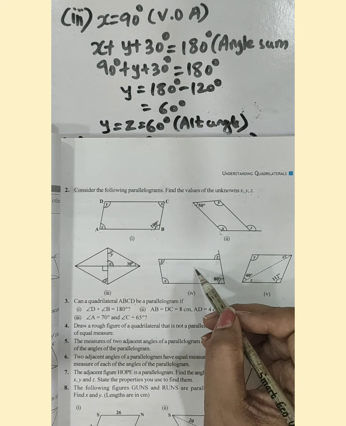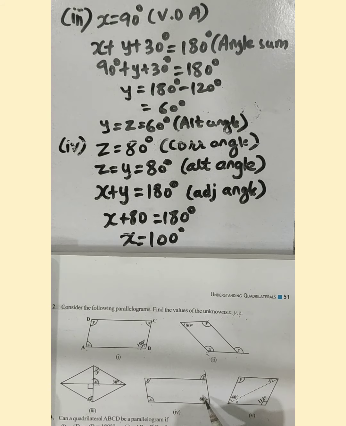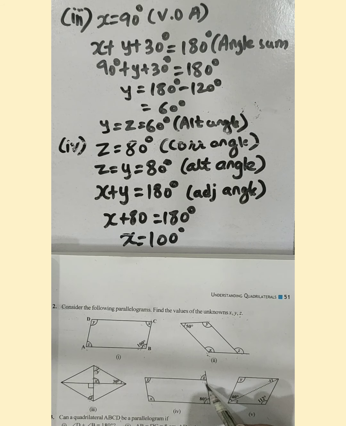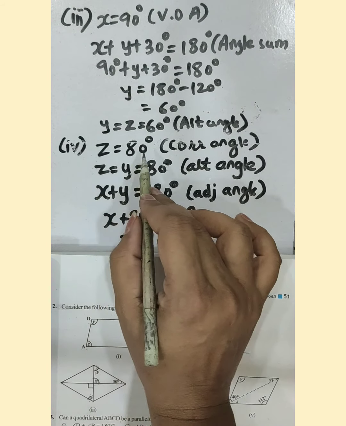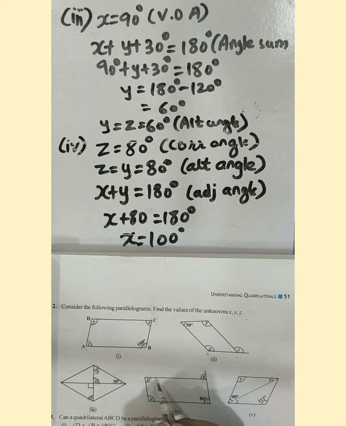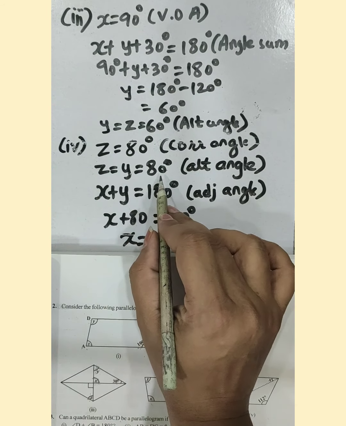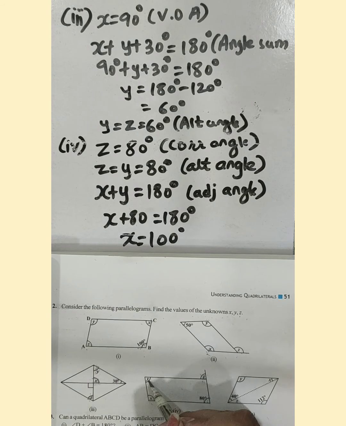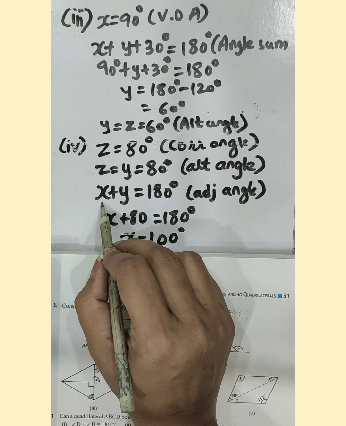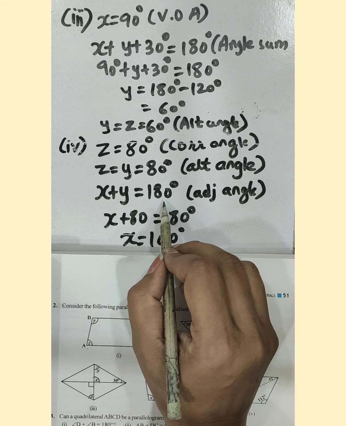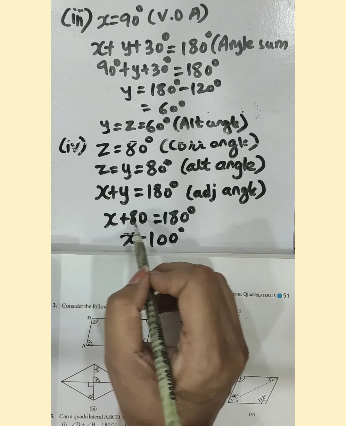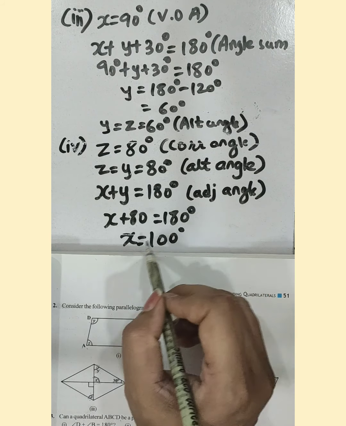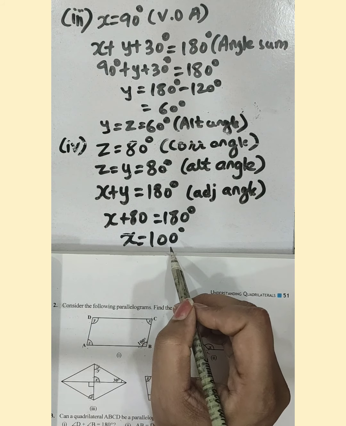Now we come to our fourth figure. Now if you observe in your fourth figure, z and 80 degree both are corresponding angles, so I can write z is equal to 80 degree. Now my z and y both are alternate angles, so they are equal, so I can write z is equal to y is equal to 80 degree. And my x and y both are forming adjacent angles, so they are supplementary, so I can write x plus y is equal to 180 degree. So if I put the value of y, I'll get x plus 80 is equal to 180, which will give me x is equal to 100.